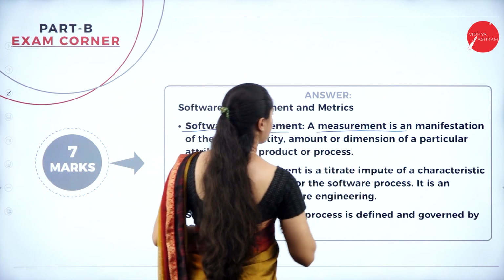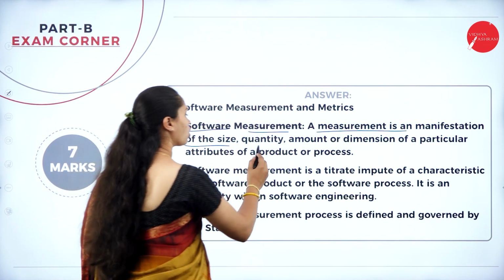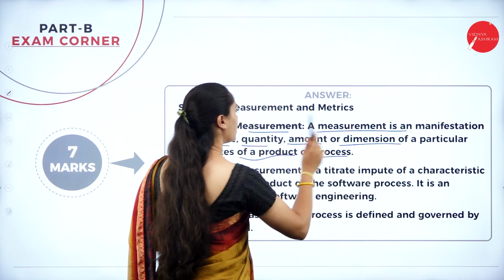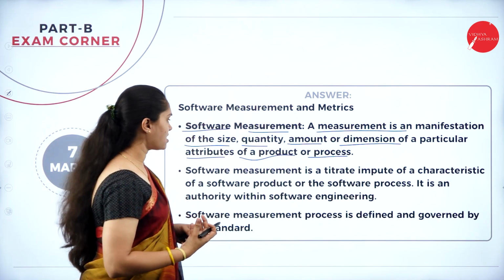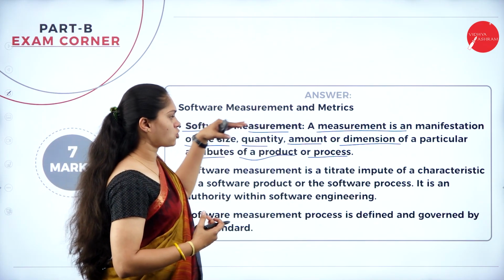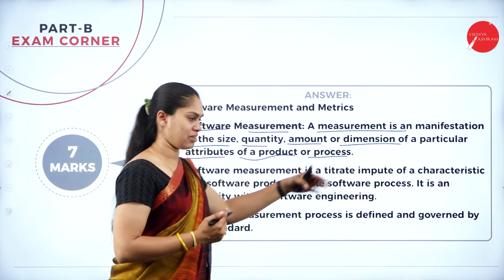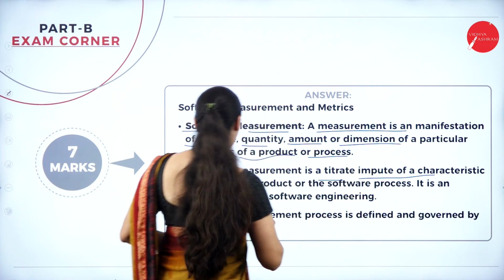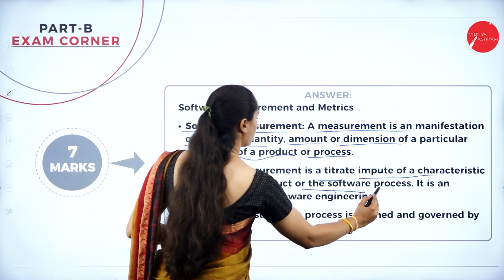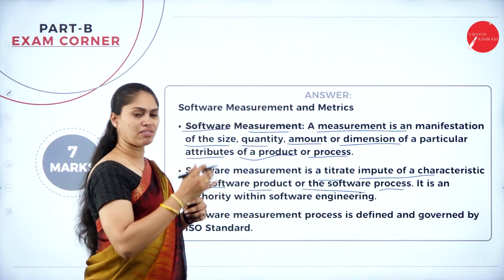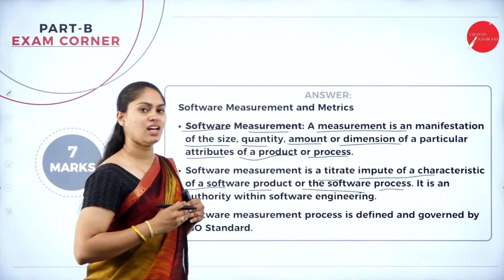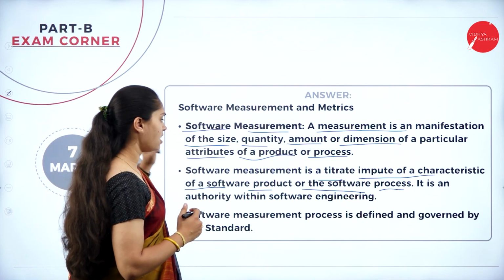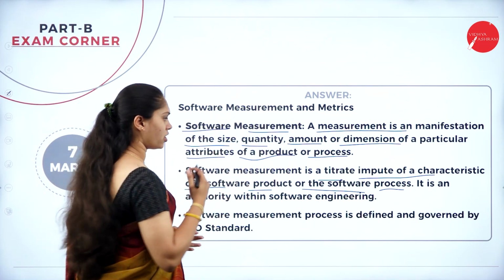Software measurement is a manifestation of the size, quantity, amount or dimension of a particular attribute of a product or a process. So we are measuring something with the help of size, quantity, amount or dimension. It is also an attribute of the characteristics of a software product or the software process. Mainly we are having a filtration. We are setting certain standards. If it is matching there, then we are considering that for the development of a process or a project here.